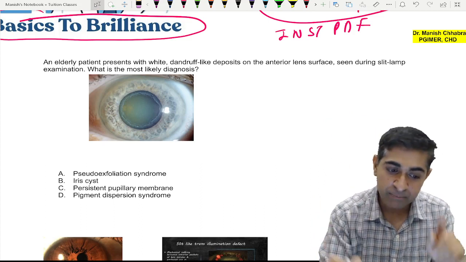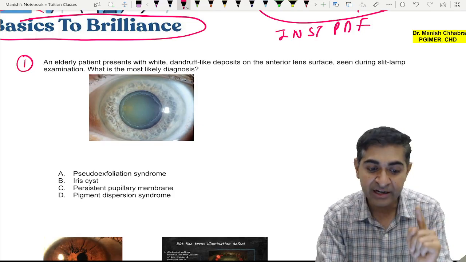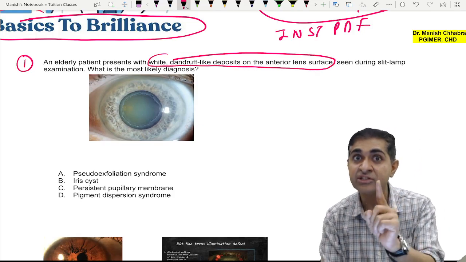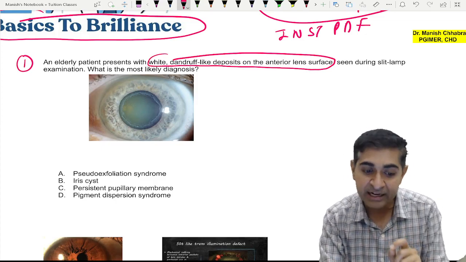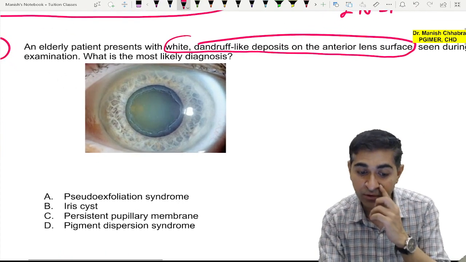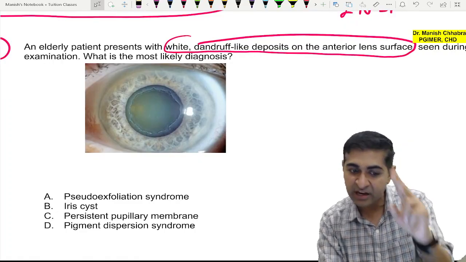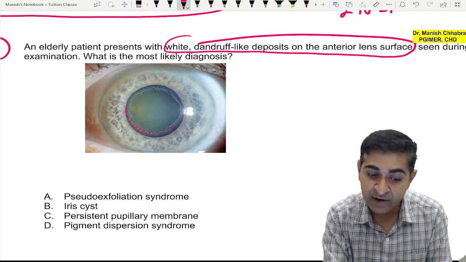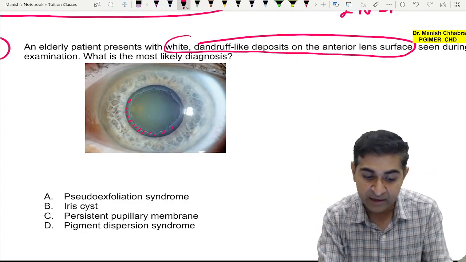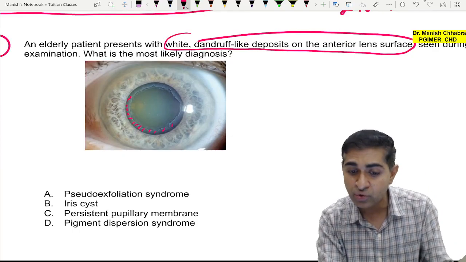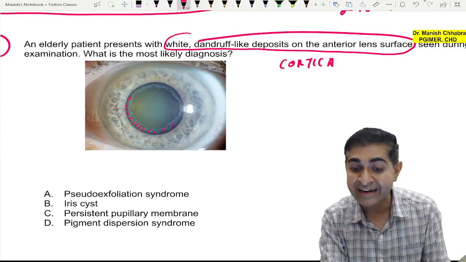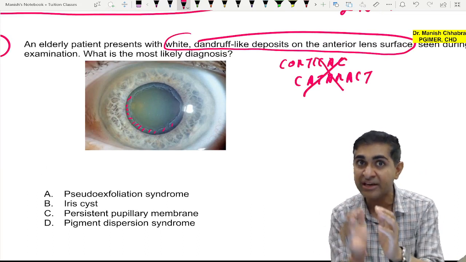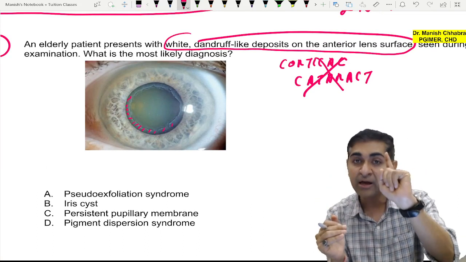Now, first question: an elderly patient presents with white dandruff-like deposits on the anterior lens surface seen during slit lamp examination. What is the most likely diagnosis? Now, if you don't have any idea, there are high chances that you will see, okay, this is a white thing which is present at the periphery. You will have a tendency to think that this is a cortical cataract. No, it is not a cortical cataract. Thankfully, it was not in the option. Otherwise, some students have a tendency to pick up cortical cataract.